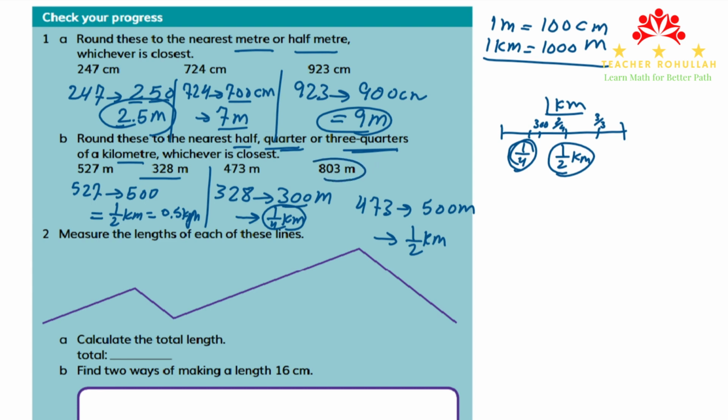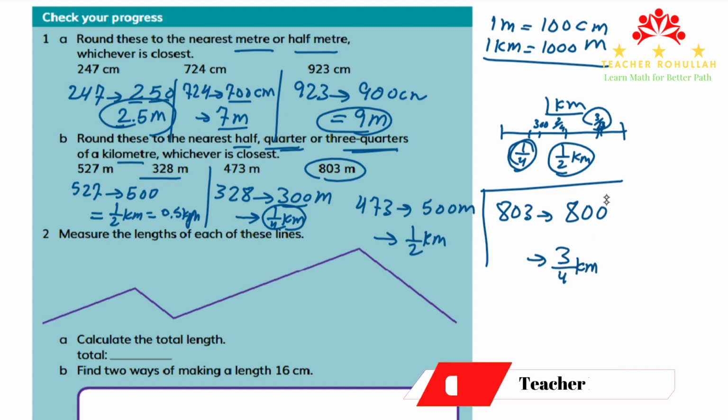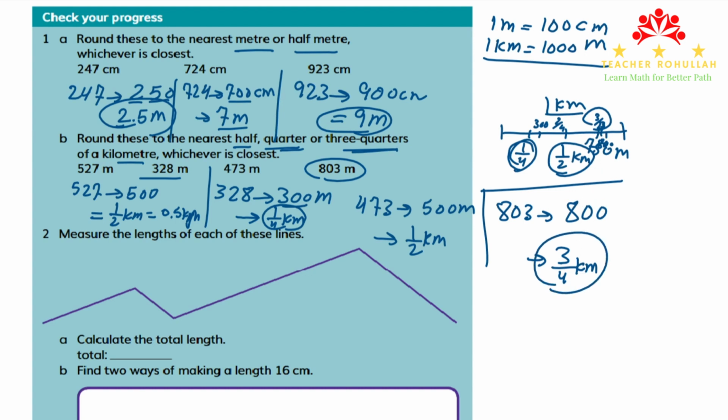And the last one is 803 meters. If we round 803 to the nearest 100, we get 800. Now, 800 is closest to 3/4 kilometer. If we round it, we will get 3/4 kilometer. Why? Because it is close to 750 meter. 800 is almost here, which is close to 750, and 750 is 3/4 kilometer.